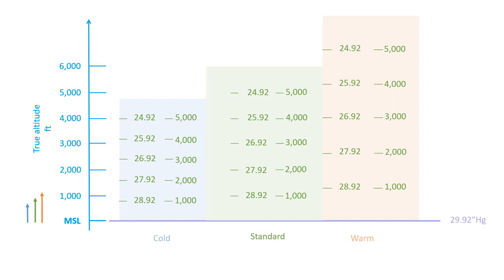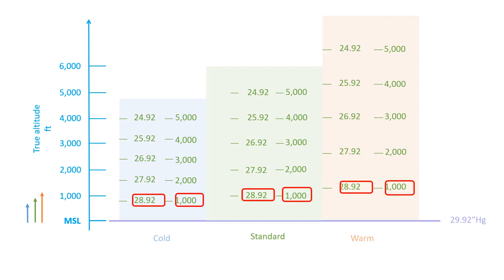Despite these temperature and density variations, pressure altitude readings remain unaffected. The same pressure is consistently converted to the same altitude. But here's the tricky part: while the pressure altitude reading is not influenced by air temperature, the actual altitude for the same reading does change due to temperature variations.